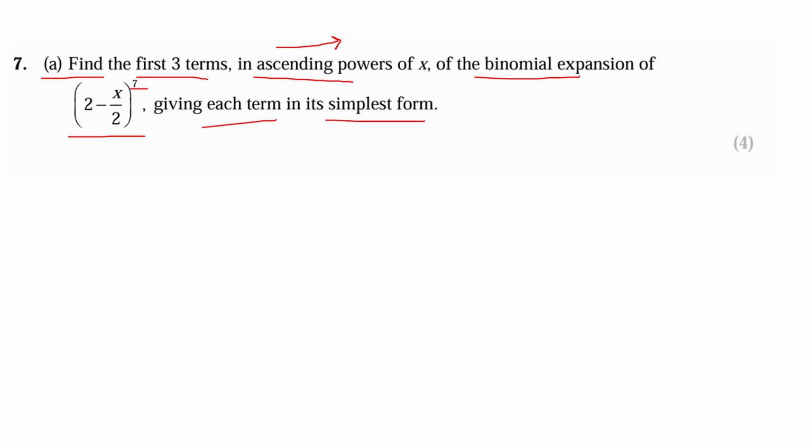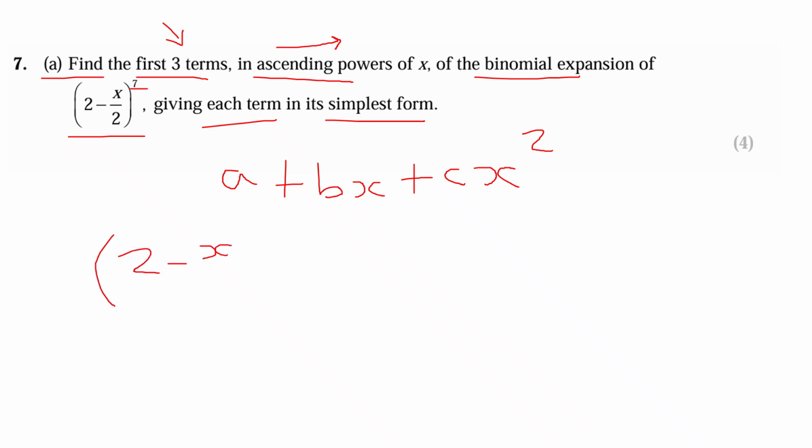Because it's saying the first three terms in ascending powers of x, that means it will be a plus bx plus cx squared. So it is going to be a quadratic that I'm going to get as my answer, which means that I only have to expand the first two brackets. So I only have to expand (2 minus x/2) times (2 minus x/2).